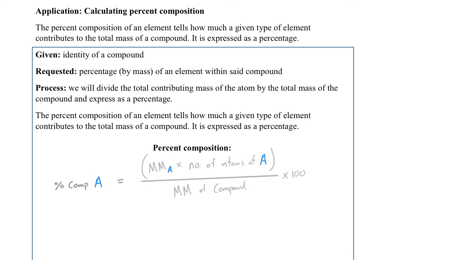To find the percentage that a particular element has by mass within a compound, we have a fairly straightforward formula to follow. We start with the molar mass of the element that we're interested in determining its percent composition. We multiply that molar mass by the number of atoms of that element in the formula. Finally, we divide by the molar mass of the entire compound and multiply this result by 100 to convert into a percentage. This percentage will tell us how much of a given element contributes to the total mass of a compound. Let's try this out with a few examples on the next page.